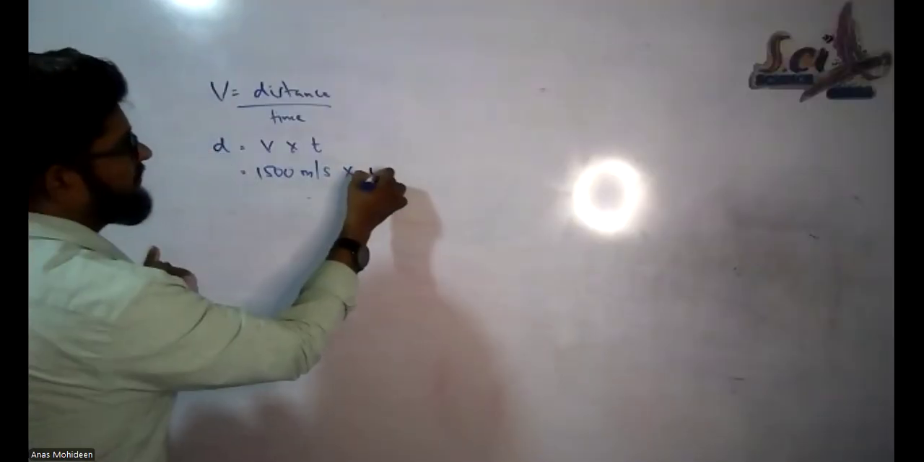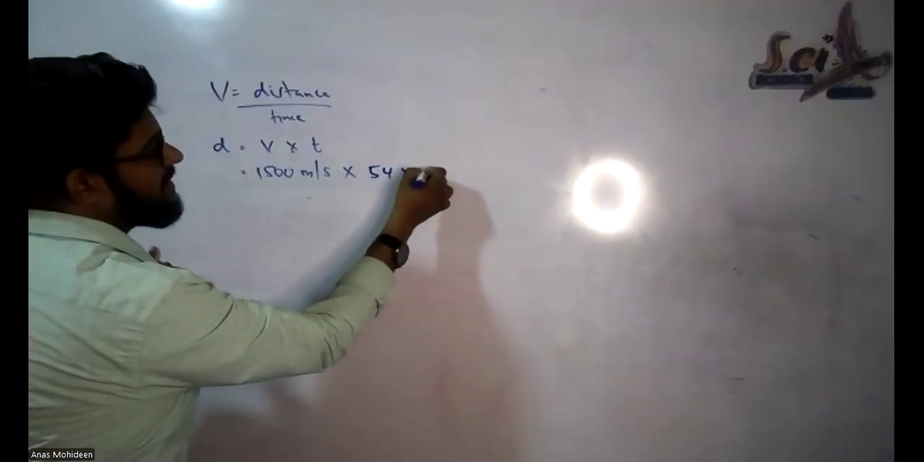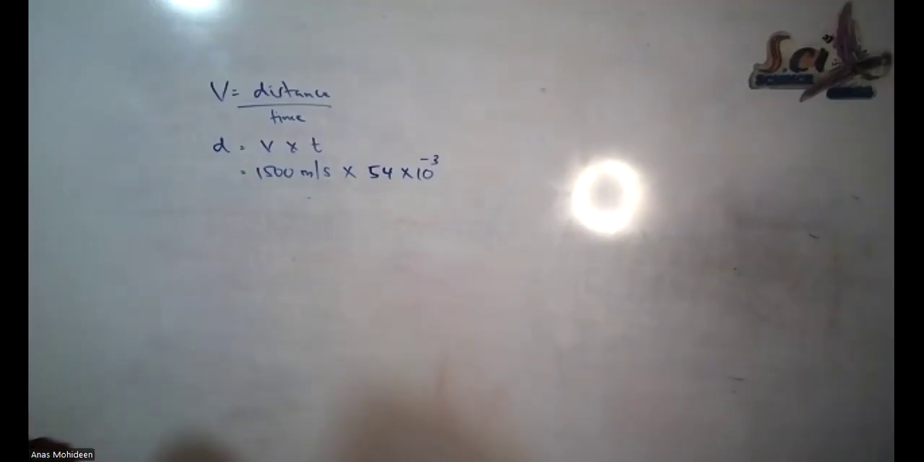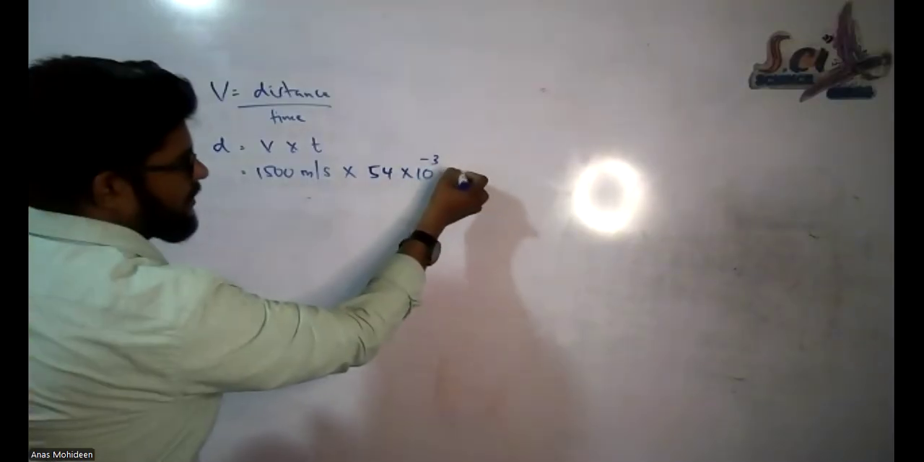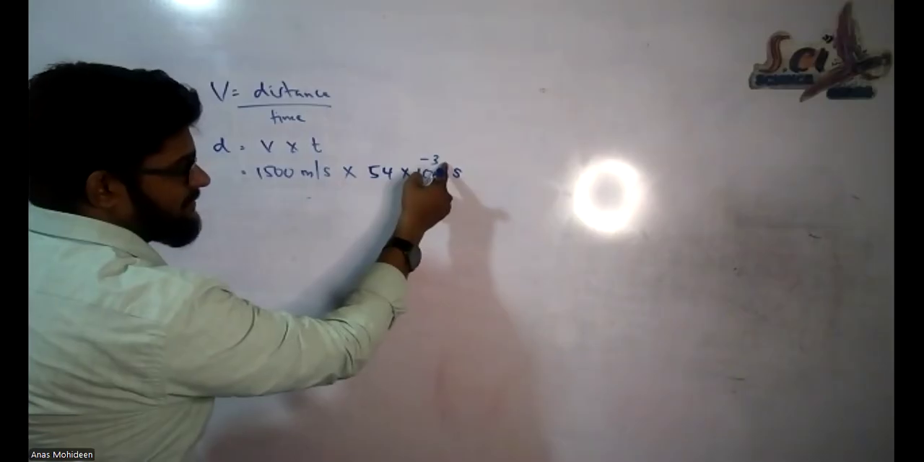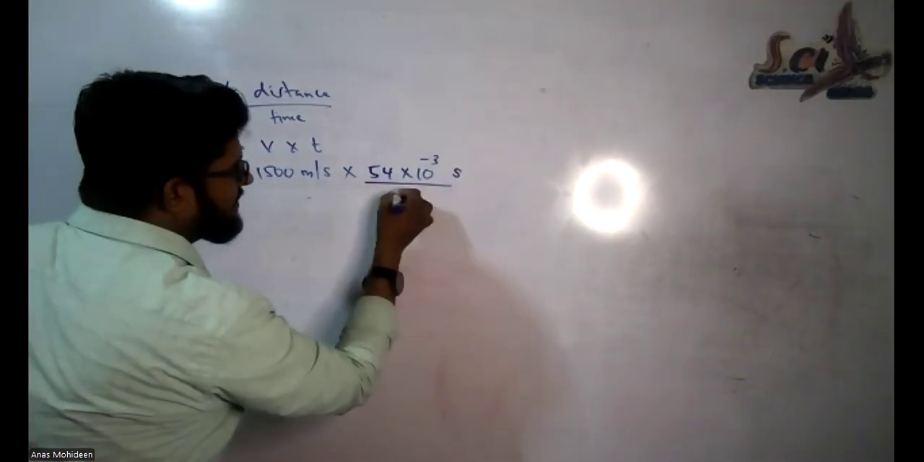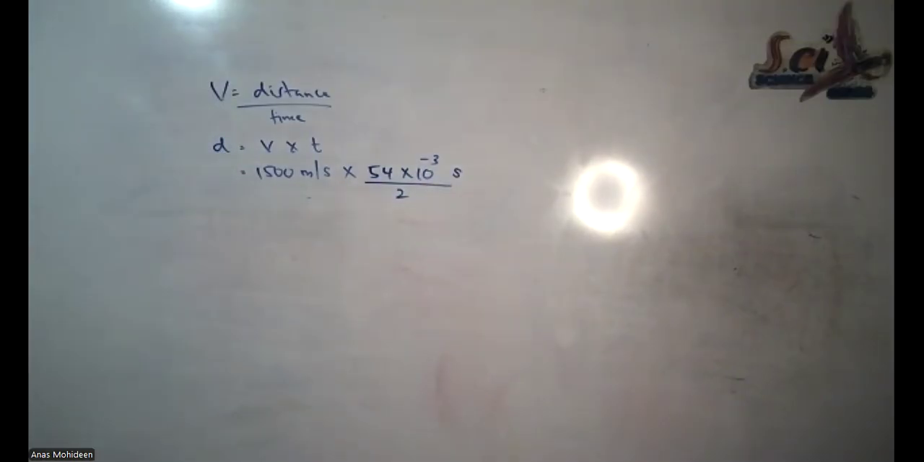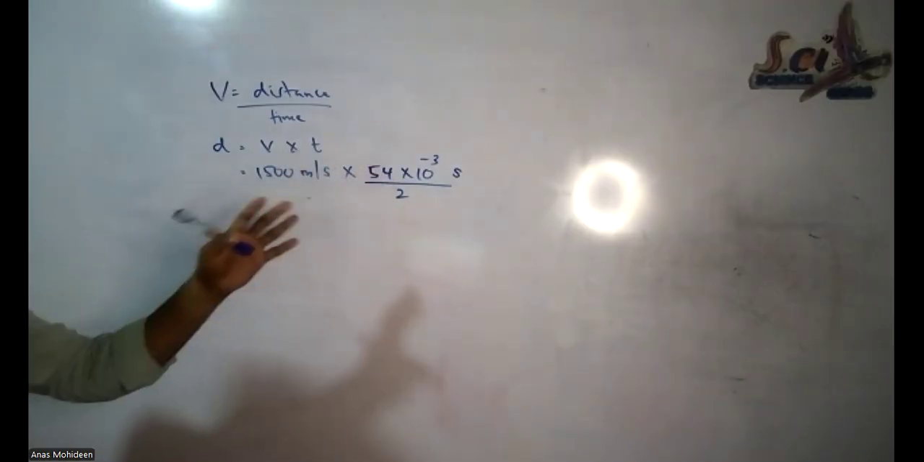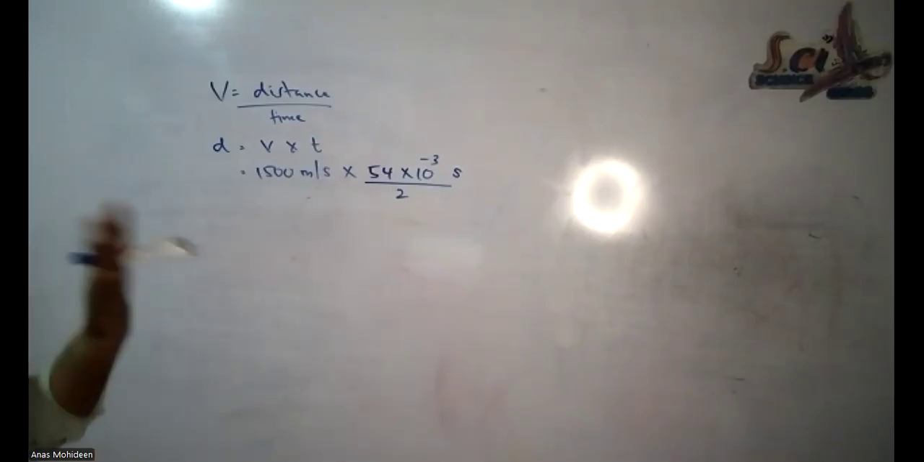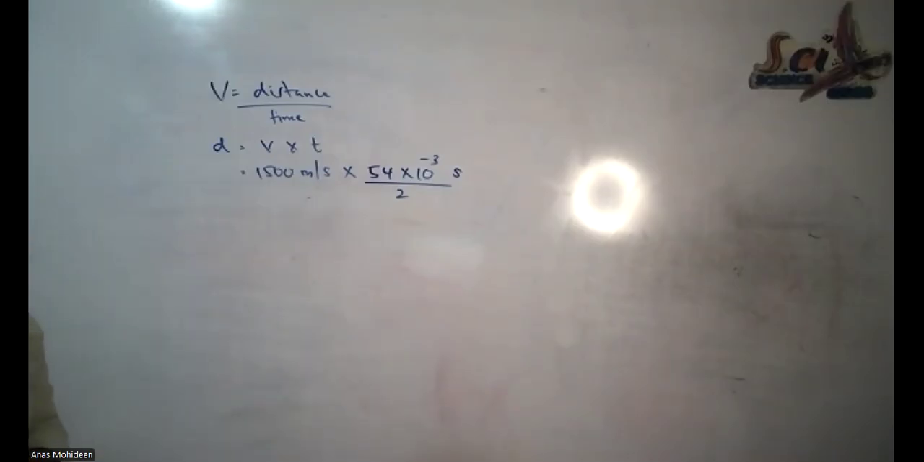So I'm writing 54 milliseconds. Milli means 10 to the power minus 3, so I have to convert milliseconds into seconds, and divide by 2. Before converting, we have to check the question, whether it wants the depth in meters or in any other units. Here it is meters, so we definitely have to convert into the standard unit. Give me the answer. How much does it give you?